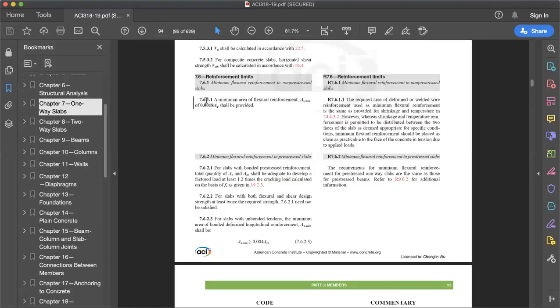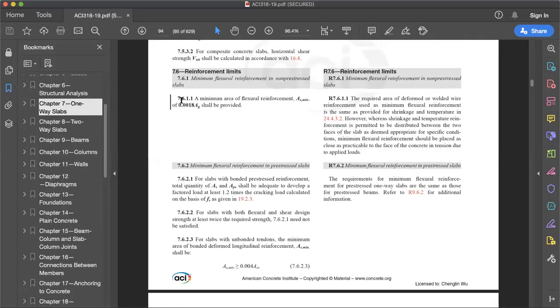So if you see from my screen, this is the ACI code, and there's 7.6.1.1. There's a minimum area of flexural reinforcement, 0.0018. That's slightly lower than the 0.002 that we mentioned in our lectures. The reason behind it is that our lectures' number was based on the revision code, not from 318. So there was a typo there.